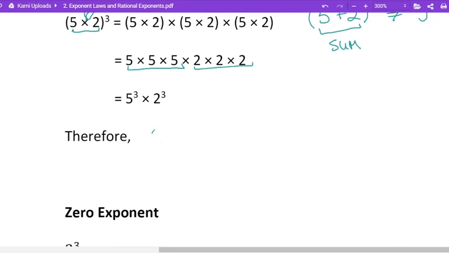So let's generalize that. X plus y to the power of z. X times y to the power of z. Go ahead and write down how we can simplify this. What is it, Kajik? It's x to the power of z times y to the power of z. Good.